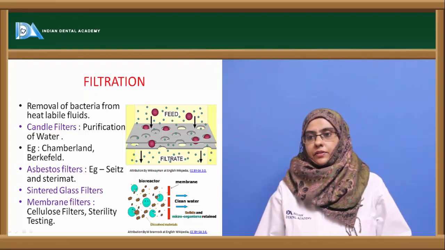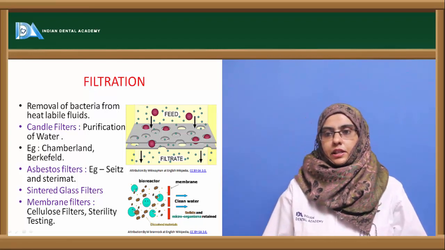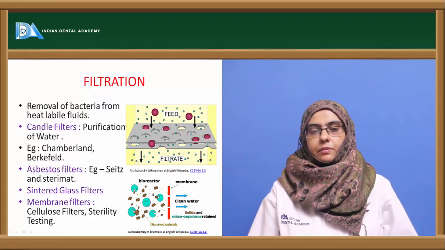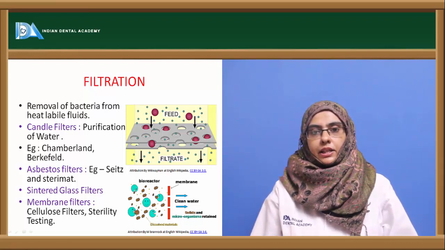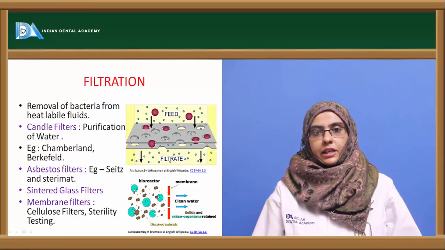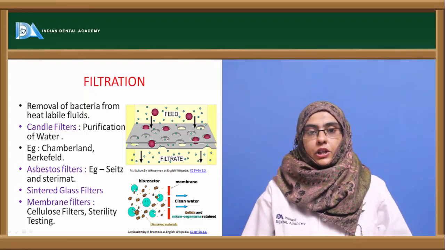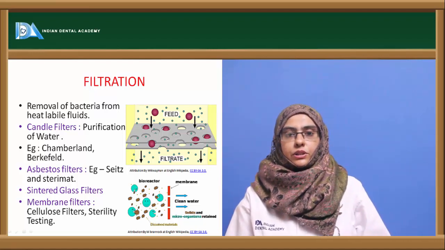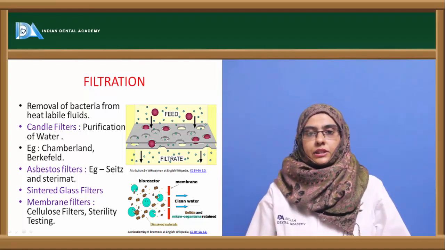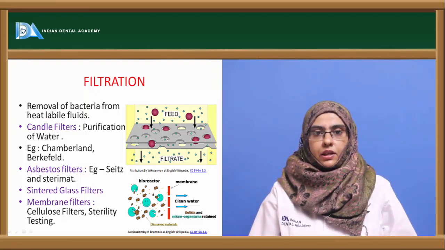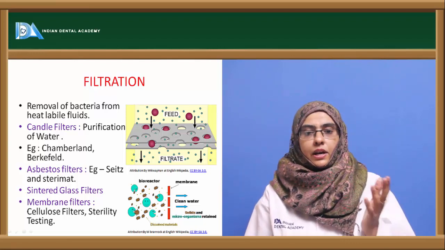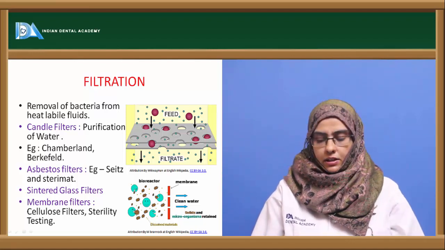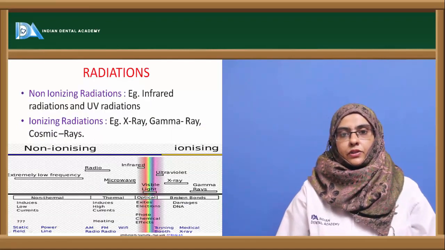The other type of filters used in the microbiological laboratory are the membrane filters, which are made up of cellulose esters and polymers, and these retain most of the bacteria and sometimes even the viruses. So membrane filters are mostly used in the microbiological laboratory to test sterility and also to purify water. And these membrane filters also help us to know the type of organism when they are incubated along with the media.